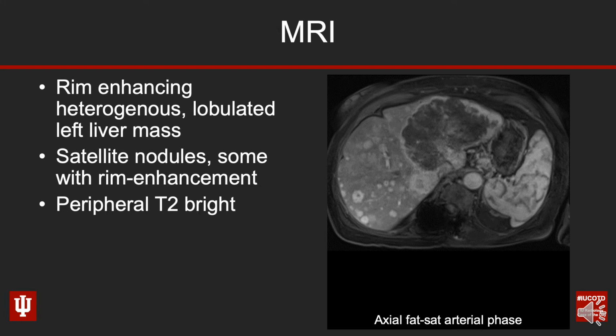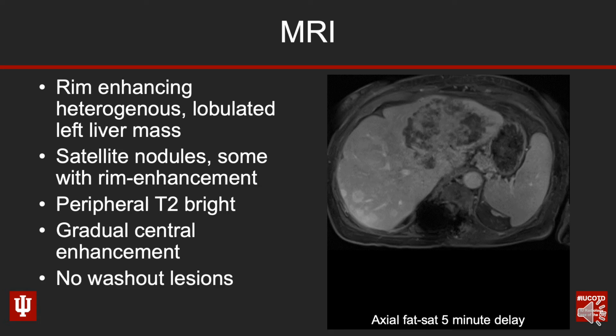This is the MRI image taken during the arterial phase of contrast, and again, we see that peripheral rim of enhancement. On the 5-minute delay, we see that the center of the masses have gradually increased enhancement. No washout lesions are seen.